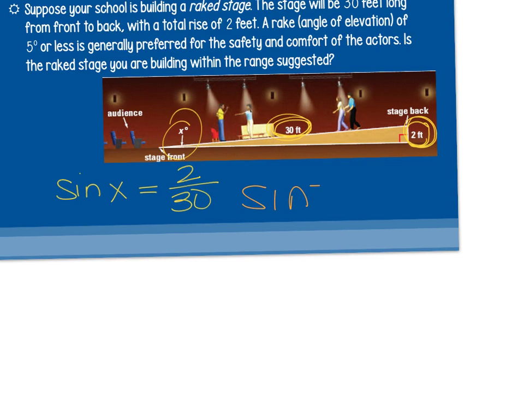So I do the inverse, yep. So sine inverse of 2 divided by 30. You could simplify it or not, it doesn't matter. It's going to give you the same answer. This is when I'm finding angle. Yep. So angle x is 3.8 degrees. Is it building within the range suggested? Yes. Okay, the goal is to get less than 5%.